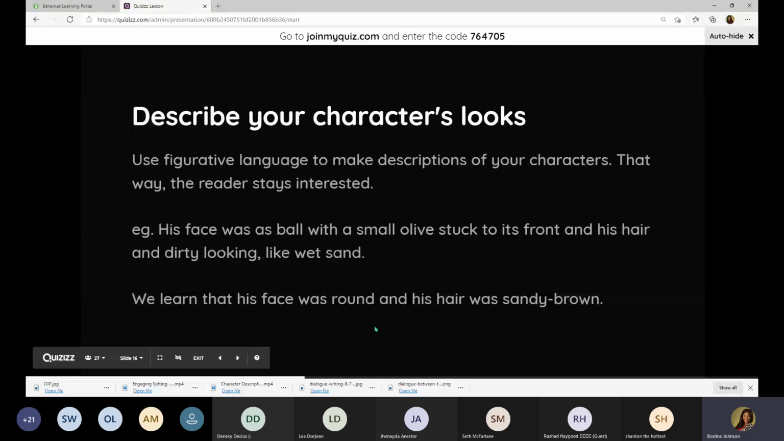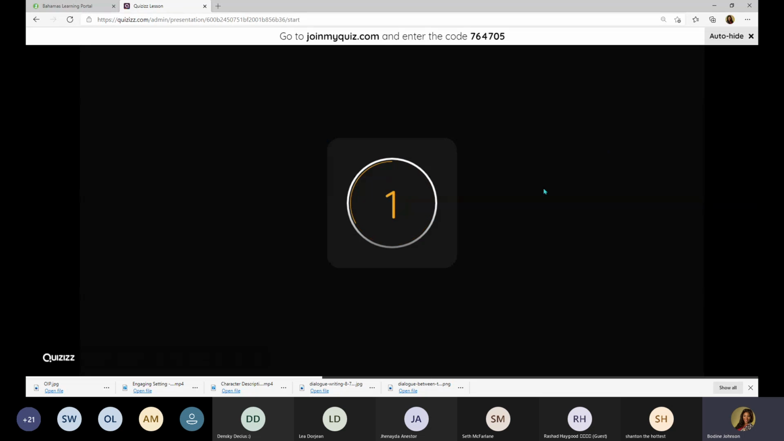Let's look at the character's looks. You can use figurative language to make descriptions of your characters. That way the reader stays interested. For example, his face was a ball with a small olive stuck to its front, and his hair was dirty, looking like wet sand. Sorry, I need to change the slide. So we learned that his face was round and it had a small looking nose, and his hair was sandy brown. I have to correct this slide, okay? So let's look at this right now.